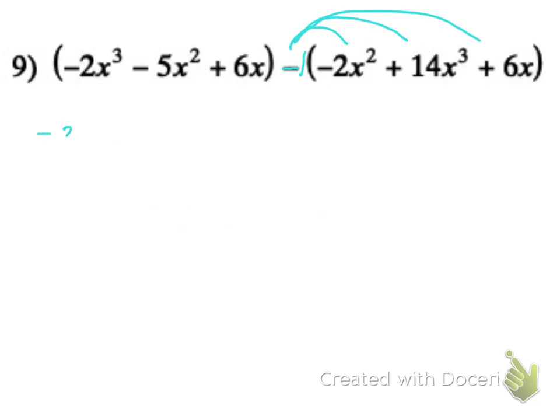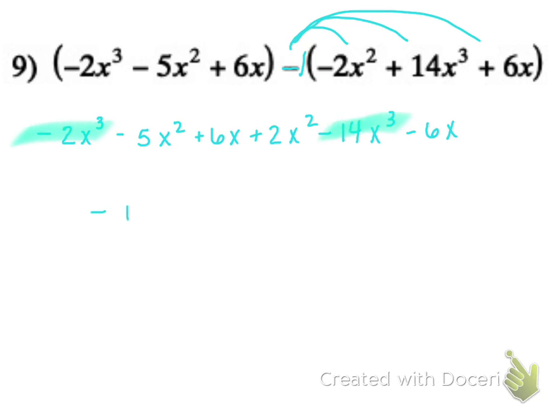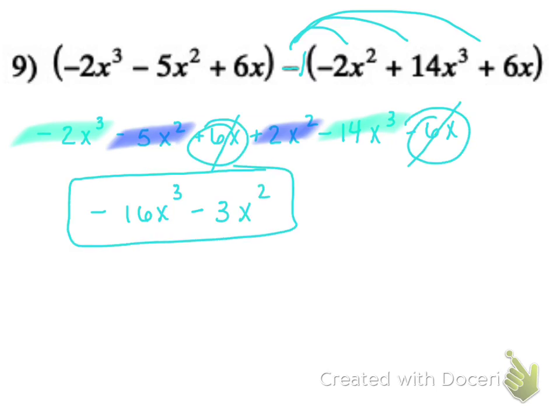Again, subtracting, so I distribute that -1 to my second set of parentheses only. First part stays the same. Now I just need to combine terms. Highest power is 3. Then I have x squared. And then my x's cancel because I have a positive 6x and a negative 6x. So that is my final answer.